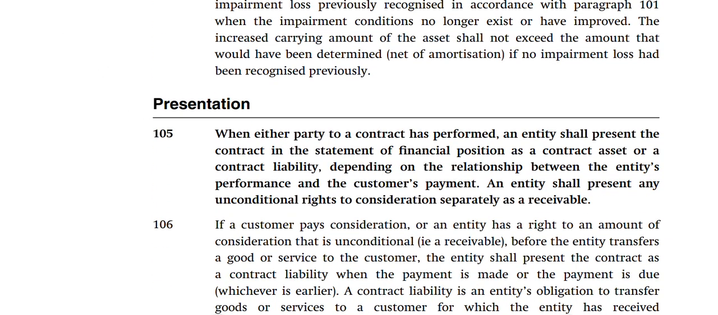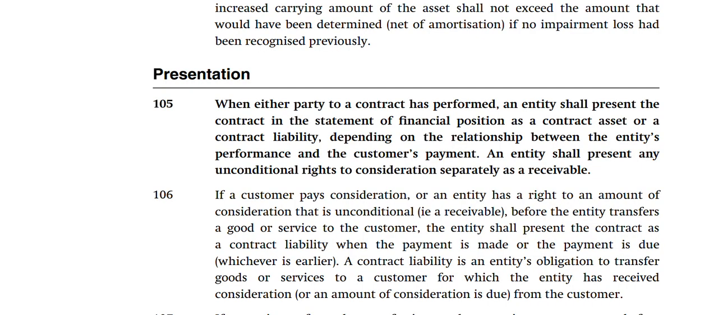Presentation. When either party to a contract has performed, an entity shall present the contract in the statement of financial position as a contract asset or contract liability, depending on the relation between the entity's performance and the customer payment. An entity shall present an unconditional right to consideration separately as a receivable.